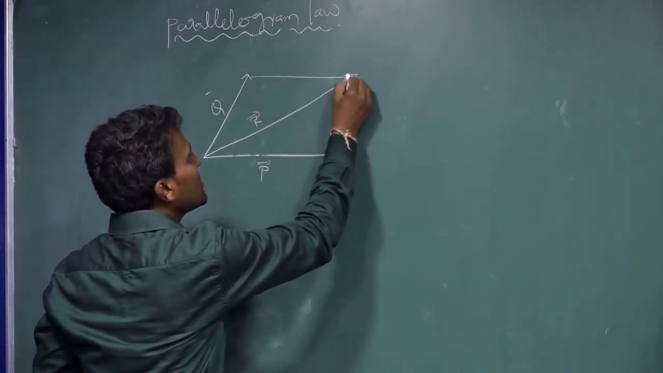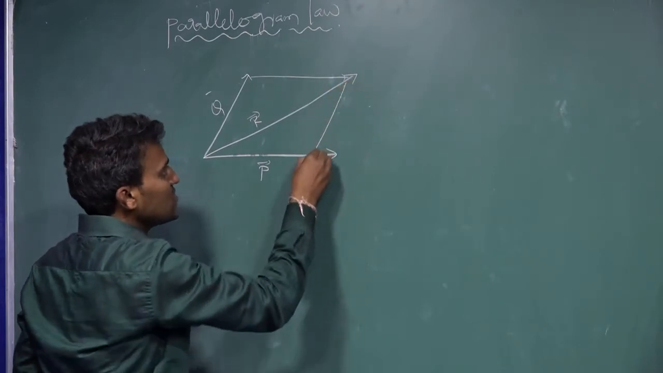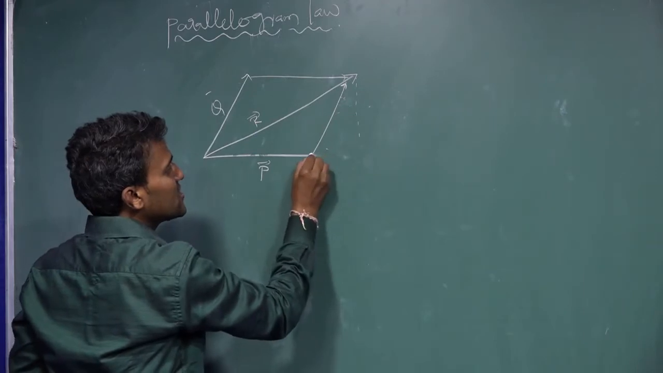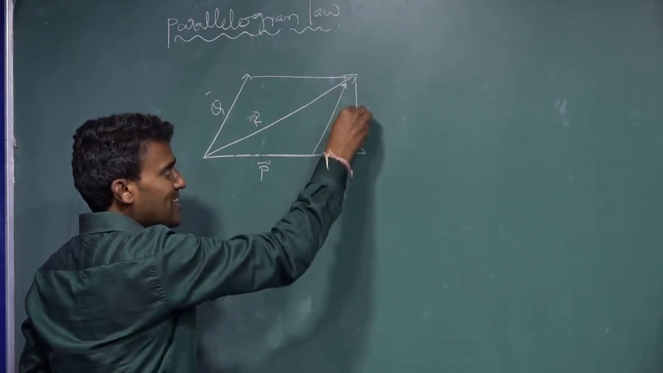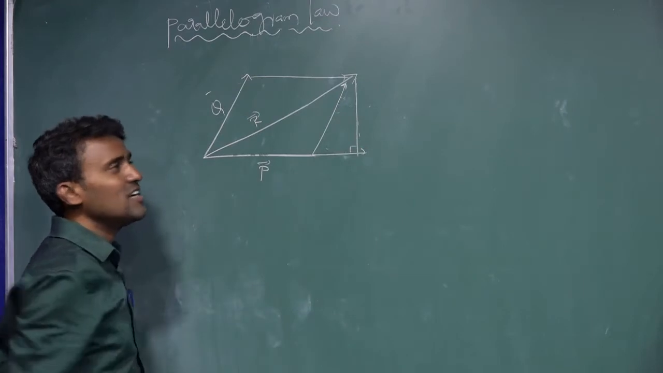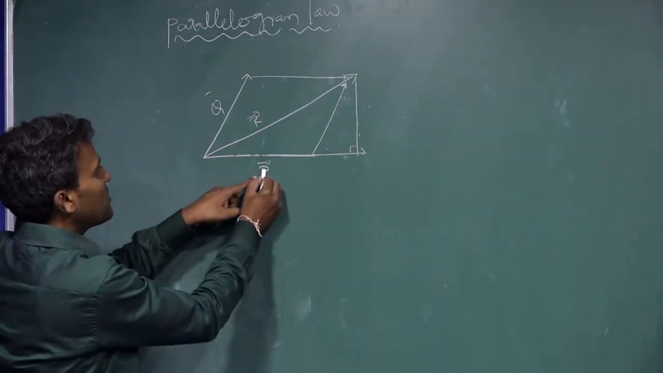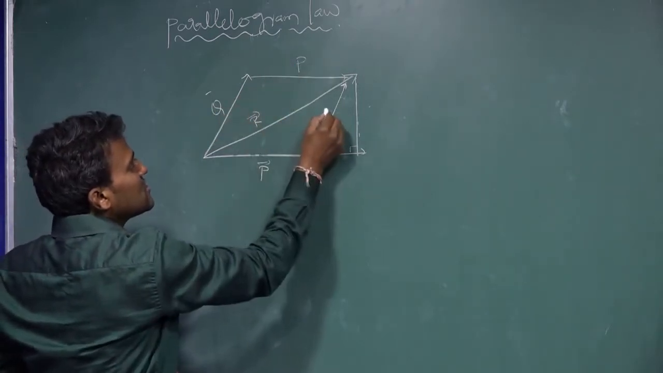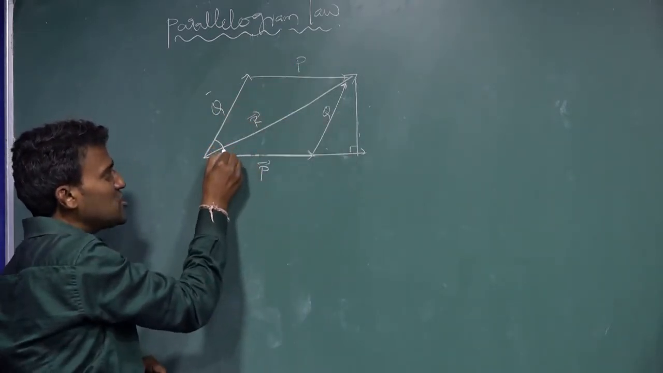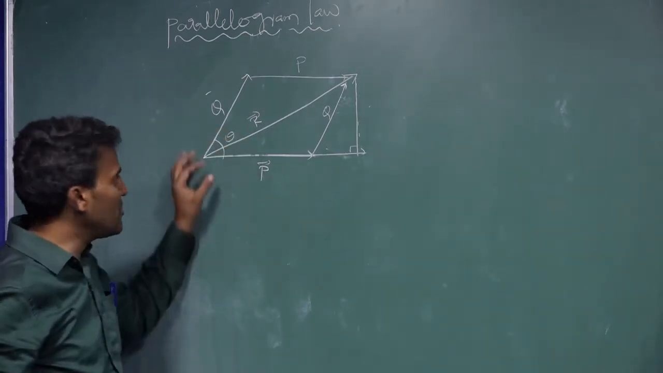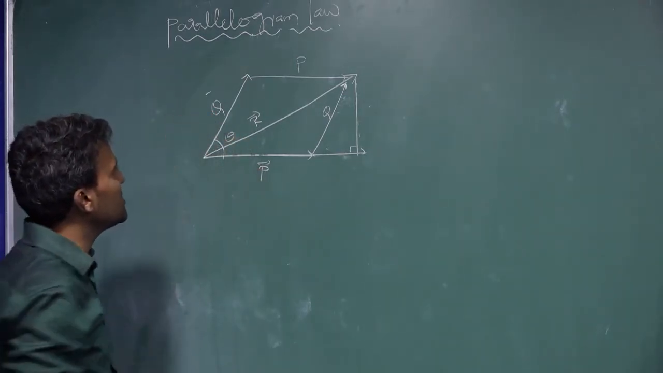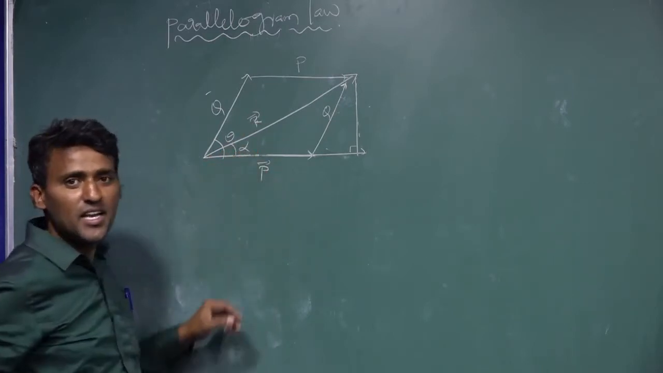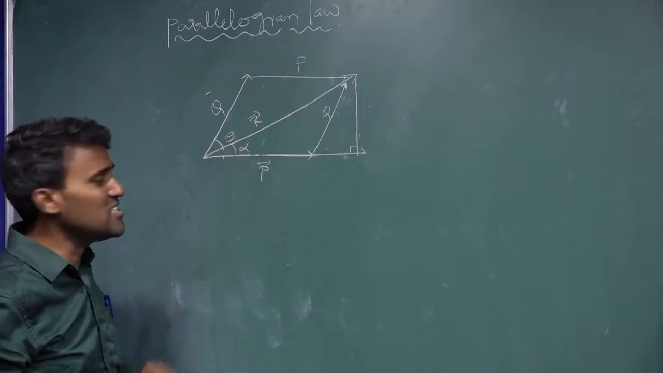I am extending this side here, and this is one more vector. I extended this vector like this and drew a perpendicular line, and I give the names. This is P vector and this is Q vector, so the opposite sides are also P vector and Q vector. The angle between P and Q is theta, and the angle between the resultant and P vector is alpha.